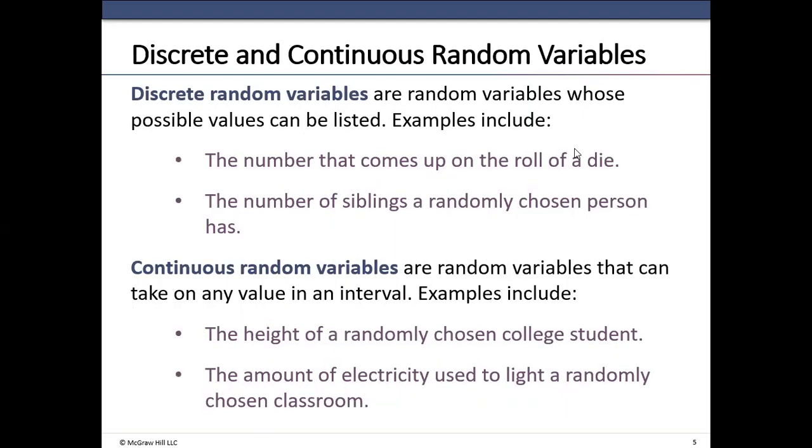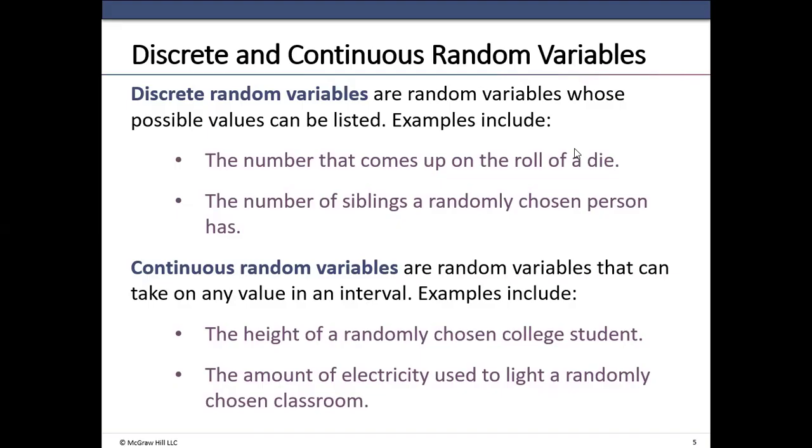Discrete random variables are random variables whose possible values can be listed. Examples include the number that comes up on a roll of a die. We know it can be either 1, 2, 3, 4, 5, or 6. Or it can be the number of siblings, brothers or sisters, that you have. Either you have 0, 1, 2, 3, etc. You count and you list. You cannot have a fractional brother or sister such as 0.5. So from 0, the next number will be 1. That's why it's called a discrete random variable.